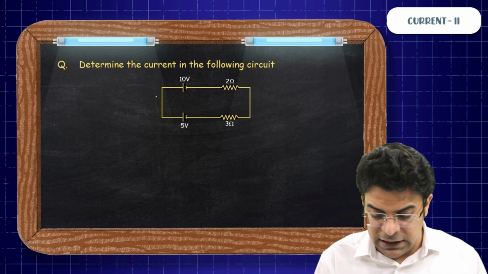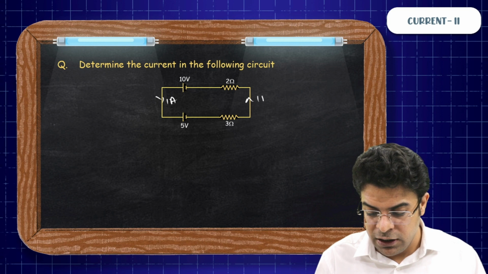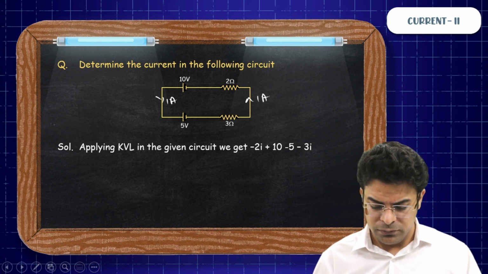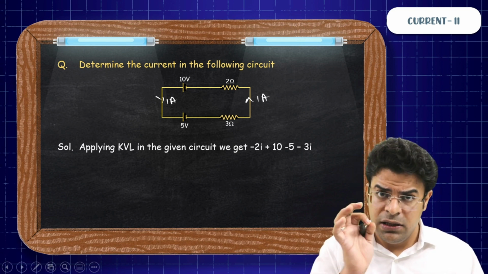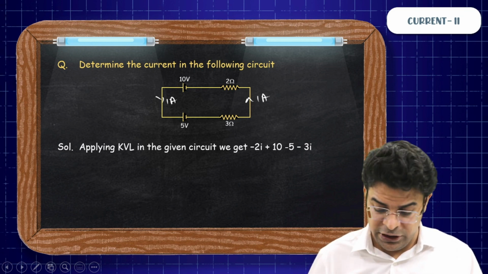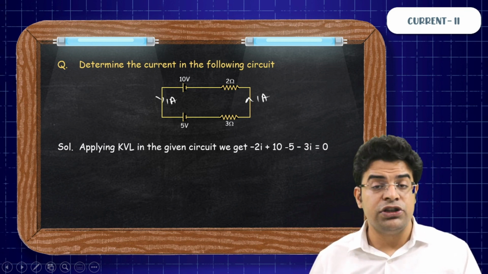So we can say that the current in this loop has to be 1 ampere anticlockwise. Such a simple question. Now we can write the equation of KVL to get the same thing. We have got here the equation of KVL written.